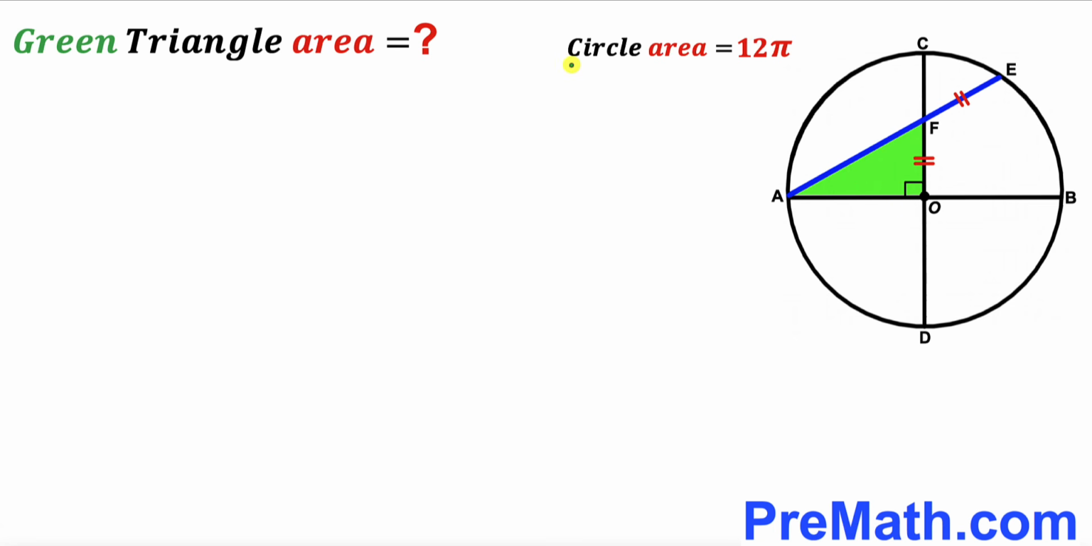Furthermore, the area of the circle has been given to us as 12π square units. And now our task is to calculate the area of this green shaded right triangle AOF.